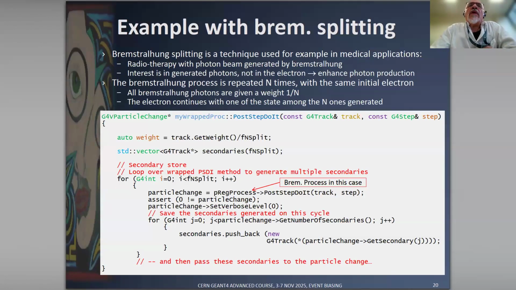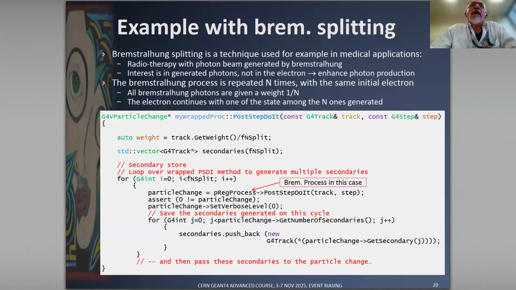So this is applied to the so-called Bremsstrahlung splitting, which is a technique, for example, used in medical applications. The thing is that when you have a Bremsstrahlung, the way people in medical physics produce gammas is that they send an electron beam on some thin target, and then you will create some Bremsstrahlung. But in the simulation, the probability to have the Bremsstrahlung may be rather low. And each time you have a Bremsstrahlung, you have at most one gamma.